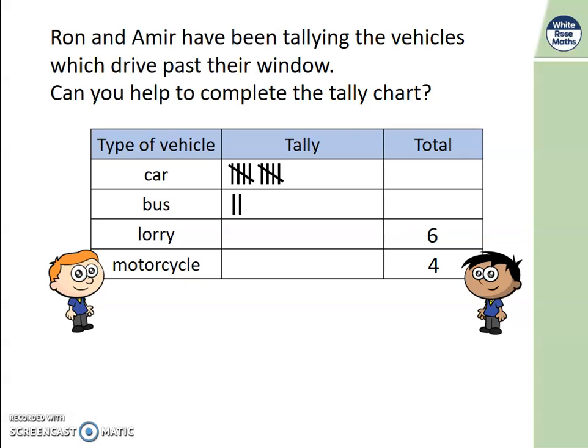Well done. Let's have a look, see how we did. So how many cars do we have? We have 10. 5, 10. Let's have a look at bus. We've got 1, 2 for bus. Now we want to draw a 6 here. So how would we do that? Let's look. 1, 2, 3, 4, 5, 6. Fabulous. The last one, we want 4 motorbikes. 1, 2, 3, 4. Well done if you got that correct, and give yourself a tick.